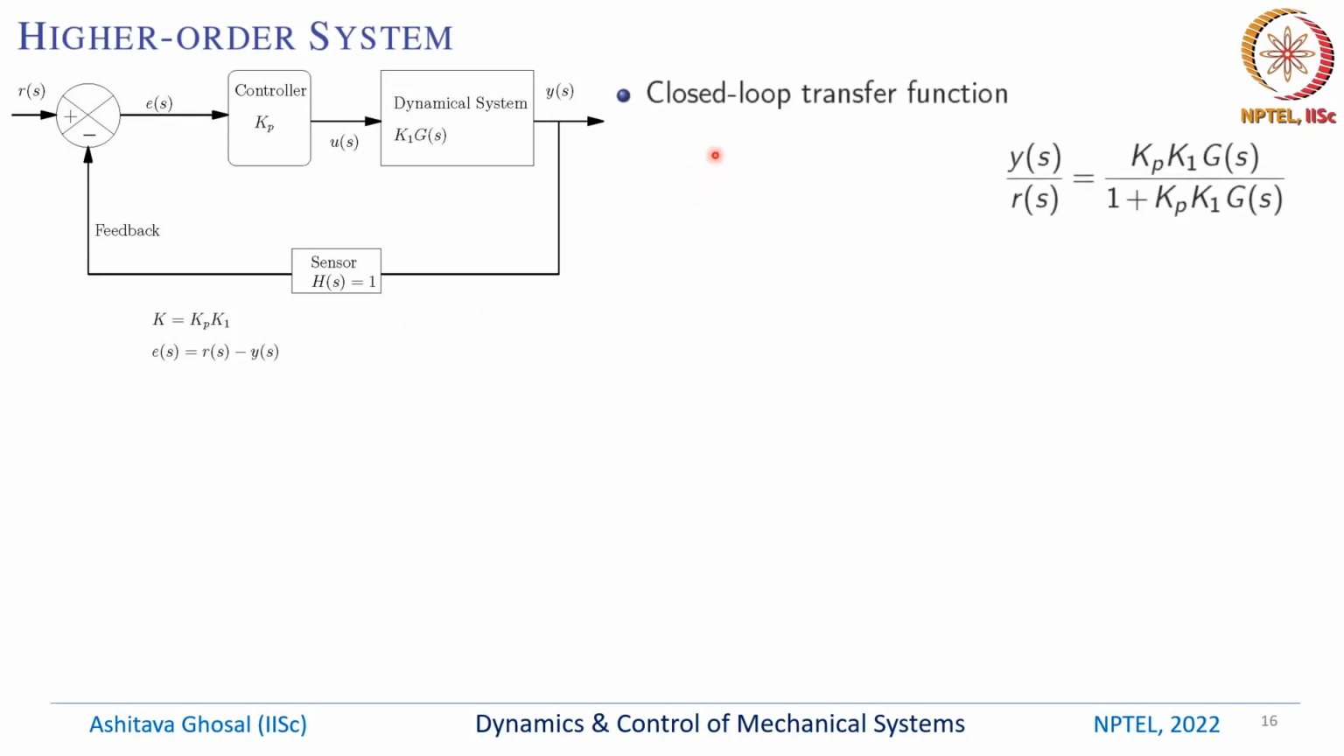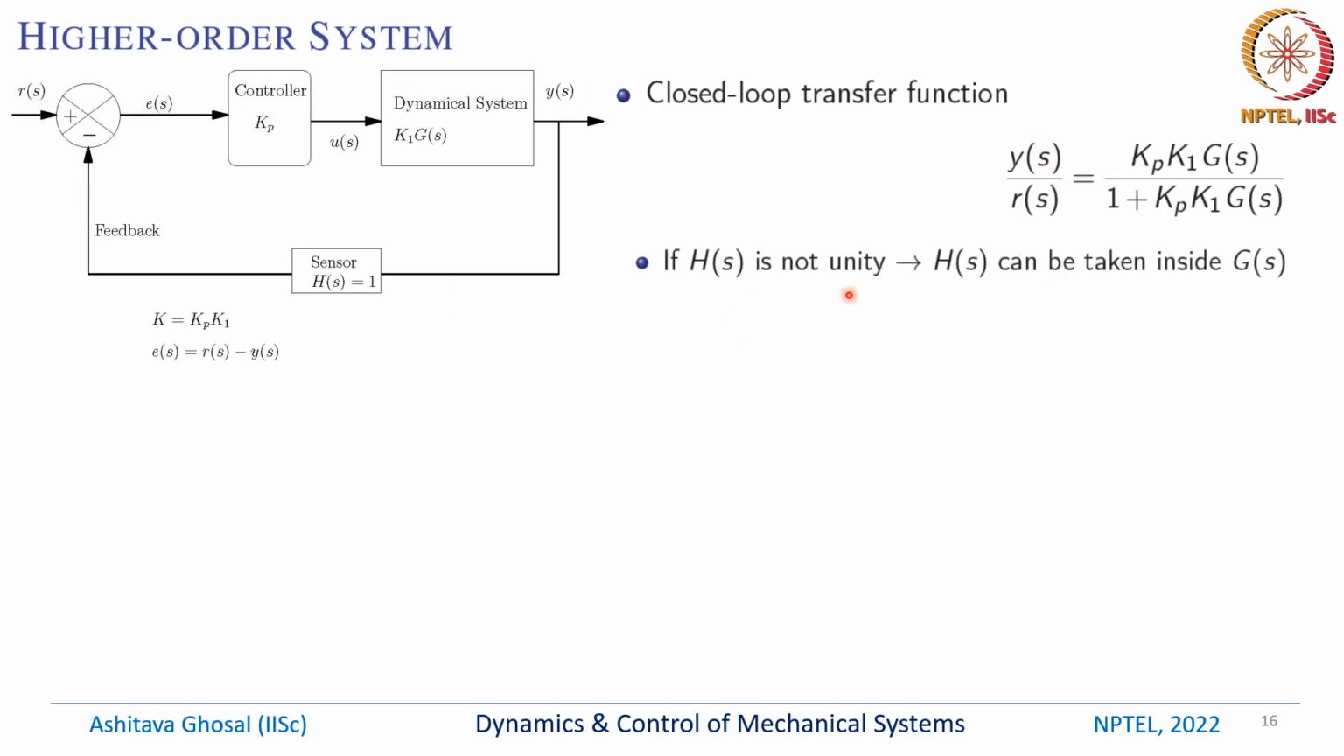So the closed loop transfer function Y(s)/R(s) is equal to Kp into K1 into G(s) divided by 1 plus Kp into K1 into G(s). Again, this can be derived. All we need to do is go step by step. We find Y(s) is K1 into G into U, U is Kp into E, E is R minus Y, and then you can simplify and you will get this closed loop transfer function.